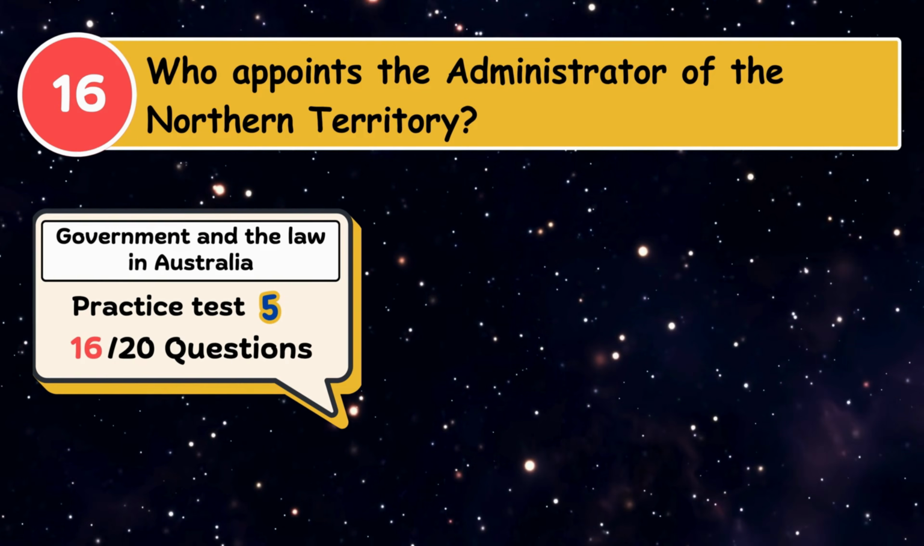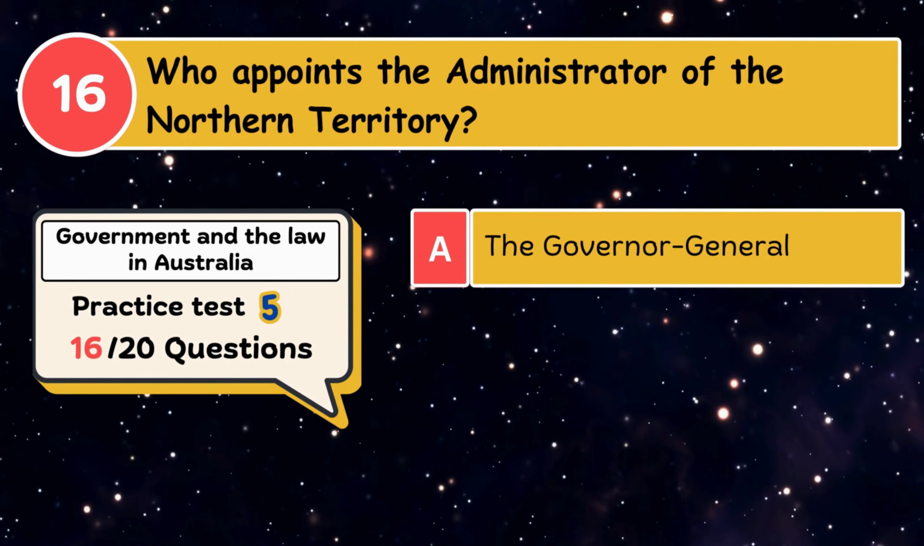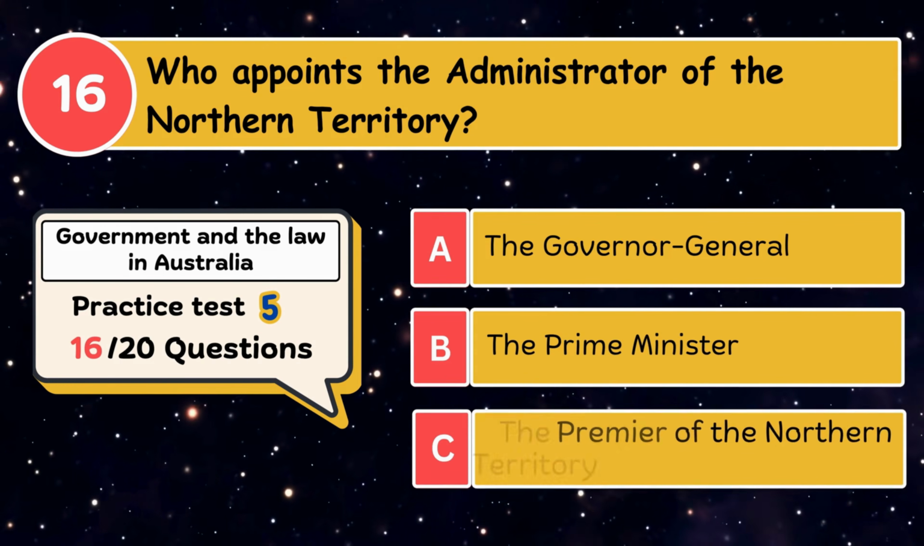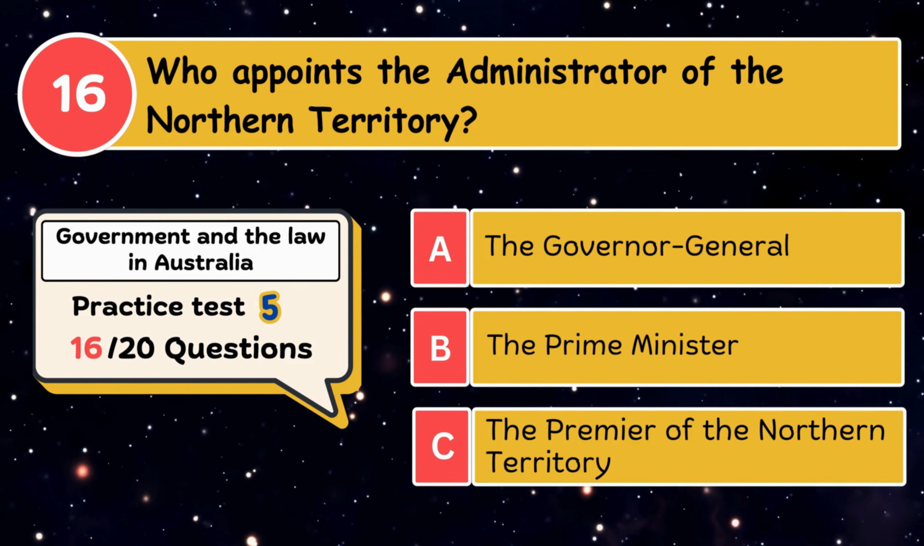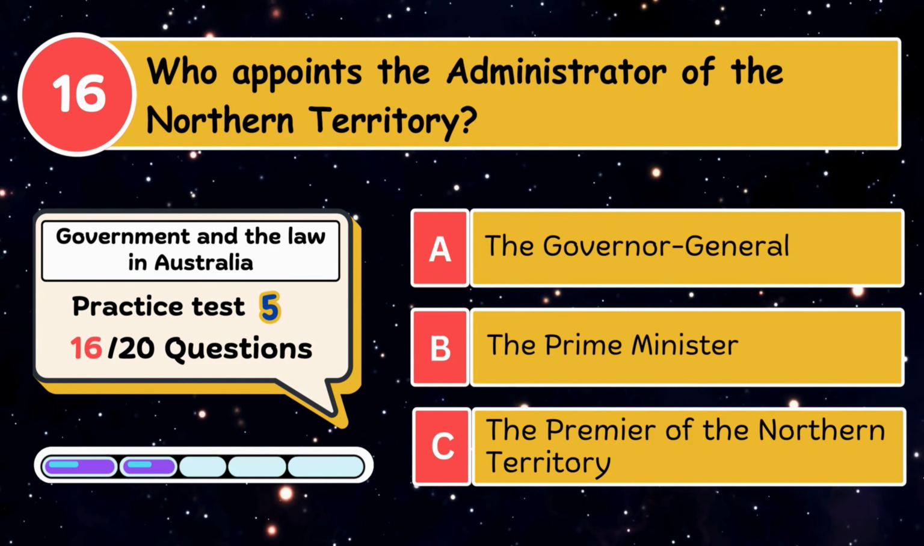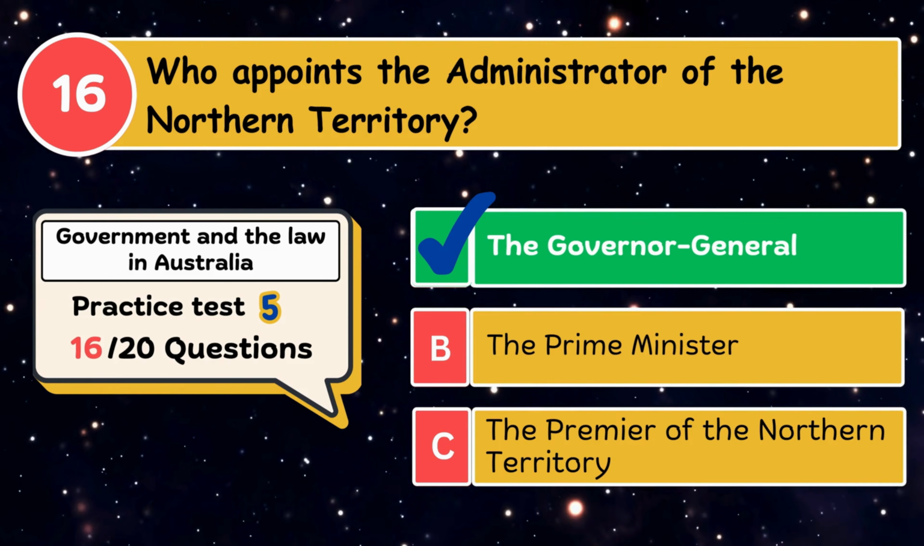Who appoints the Administrator of the Northern Territory? A. The Governor-General. B. The Prime Minister. C. The Premier of the Northern Territory. The correct answer is the Governor-General.